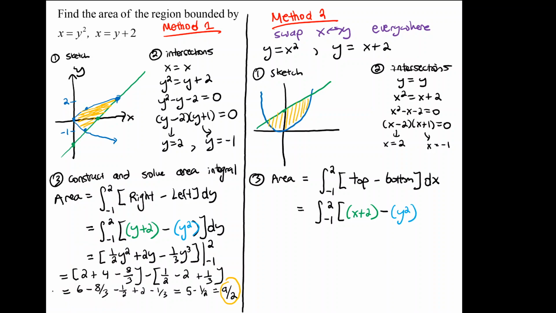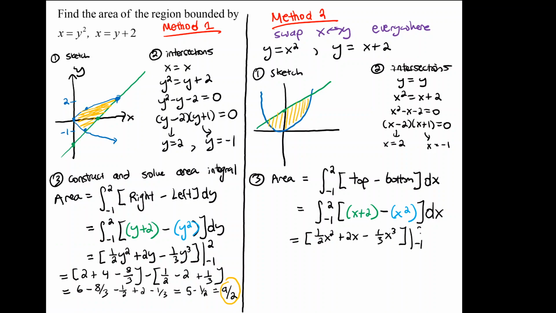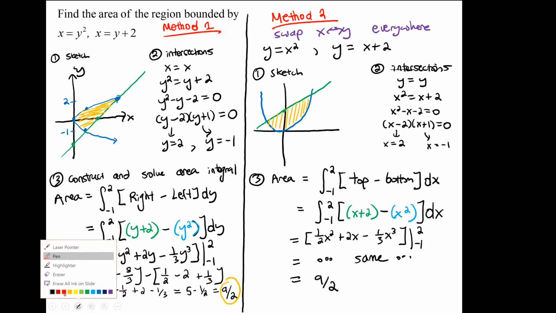Integrating with respect to x, we get 1/2 x squared plus 2x minus 1 over 3 x to the 3. Oh, why did I have a y there? Because I'm copying, not thinking. Evaluated from negative 1 to 2, we're going to get all the same stuff. It's all the same. We're going to get 9 over 2, unless I made a mistake in the arithmetic.